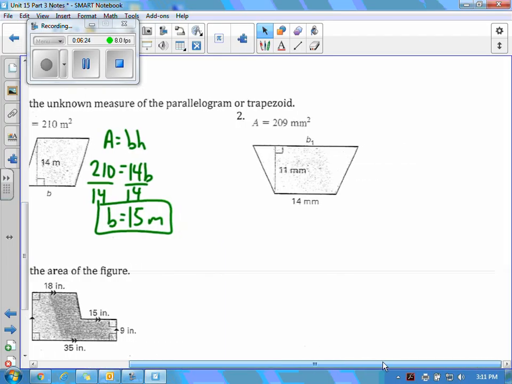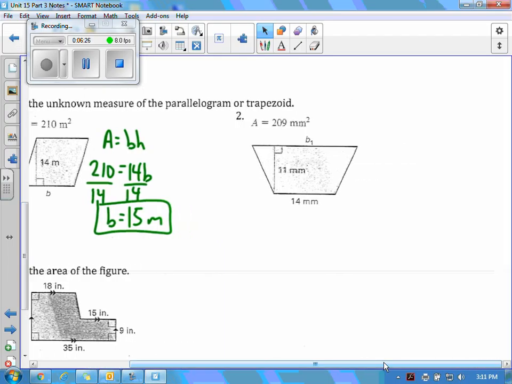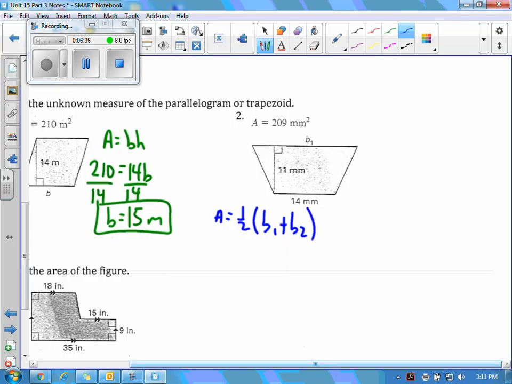The next one is a trapezoid, so it's going to be a little bit harder. We have one of the bases, and we have the height. We're looking for the other base. So let's look at our formula: 1/2 times base 1 plus base 2 times the height. So let's plug in what we have. We have an area of 209 1/2. We don't know what B1 is. B2 is 14, and then the height is 11.